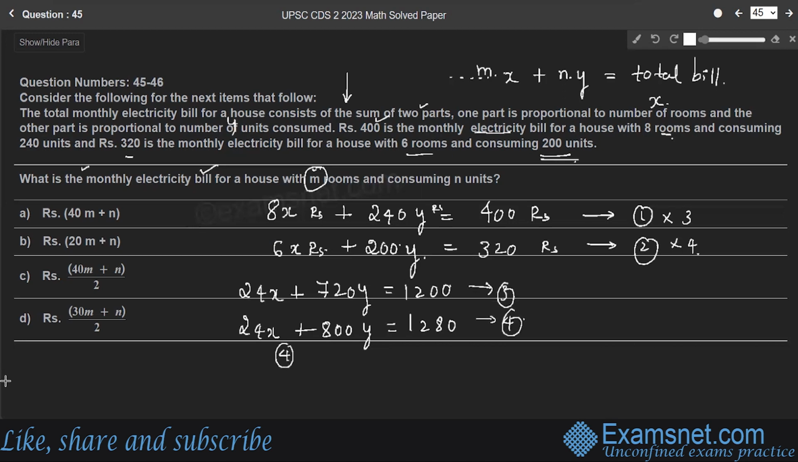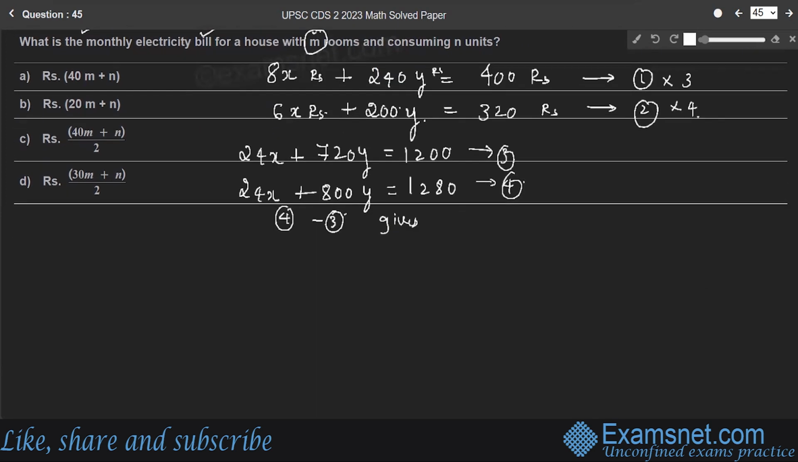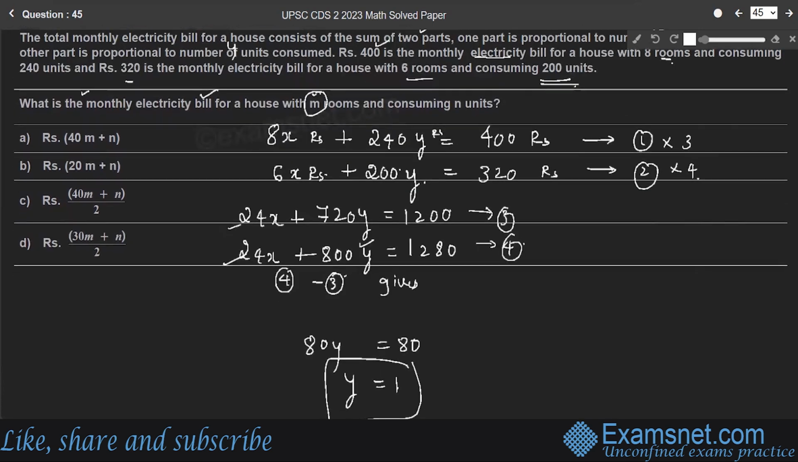So equation 4 minus 3 gives, right? Here 24x and 24x will get cancelled. So 800y minus 720y, which is 80y, is equal to 1280 minus 1200, which is 80. So the value of y is equal to 1. So what's the value of x?